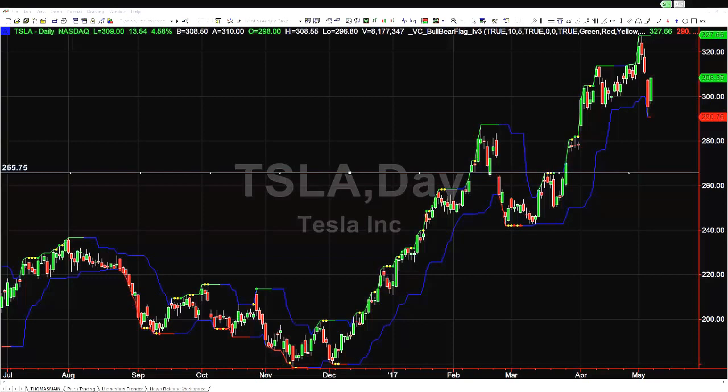Why are the yellow dots below the bars and not above? If the yellow dot is below the bar, remember, it's a bear flag. If the yellow dot's above the bar, it's a bull flag.